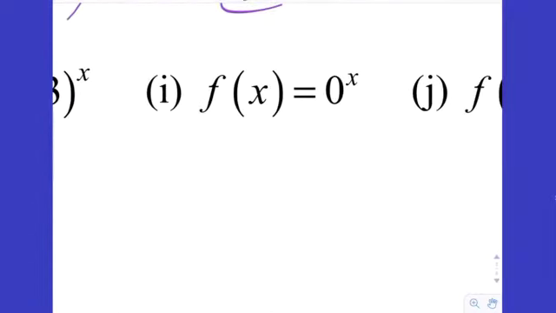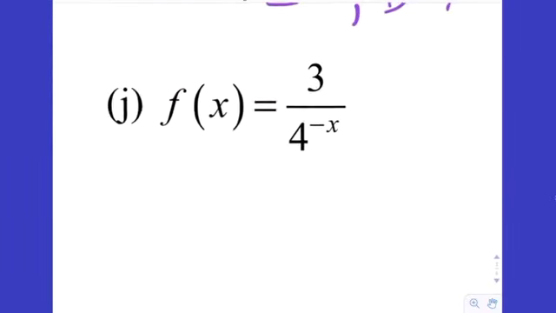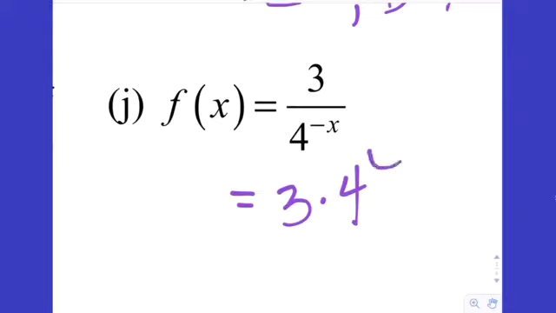The base is negative, and you can't have a negative base on an exponential function. 0 to the x. That's also not exponential. That's just 0 everywhere except at 0. That's the x-axis minus the origin. Can't have a base of 0, can't have a base of 1, or negative. How about this one? If we rewrite it slightly, that's the same as 3 times 4 to the what power? Positive x, right? We've studied the rules of exponents. If you have a negative exponent at the bottom, bring it to the other side, it's positive. So it's the same function as 3 times 4 to the x. Is that exponential? Yes, it certainly is.